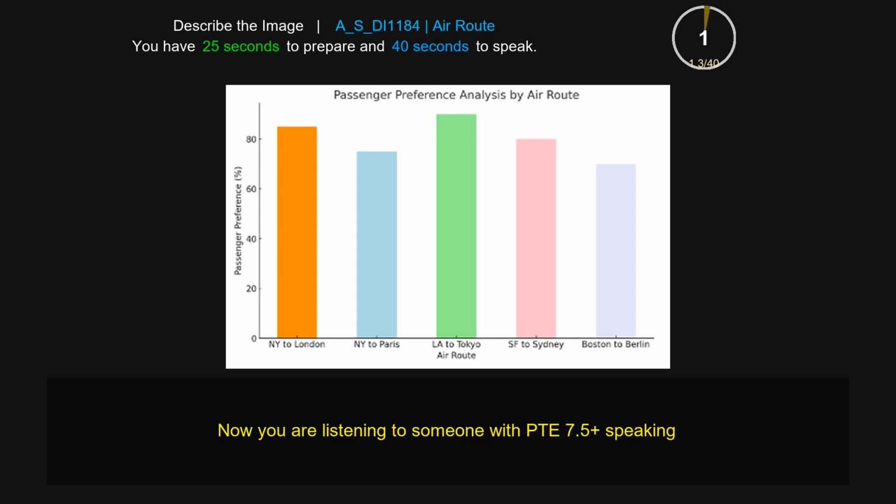This image gives information about passenger preference analysis by air route. There are many elements in this image. From the image, I can say that the highest value is New York to London, which is indicated by orange color and 80%. Now, the second highest value is New York to Paris, which is indicated by blue color and 60%. If we talk about the lowest value, it is SF to Sydney, which is indicated by pink color and 60%. This image is very informative and knowledgeable.